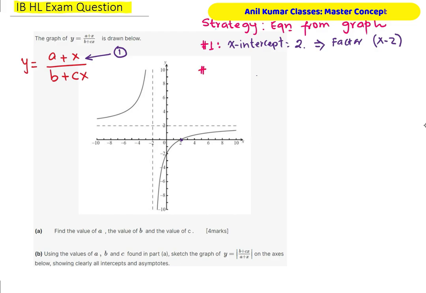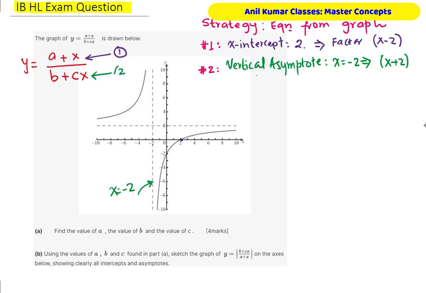The second question for us will be, they can be interchanged, the vertical asymptote. The vertical asymptote is clearly right there, which is x equals minus 2. So the vertical asymptote is x equals minus 2, and that gives you a factor, x plus 2, in the denominator. Is that clear to you?